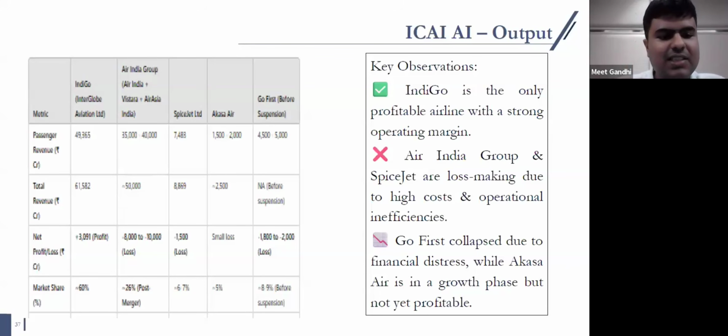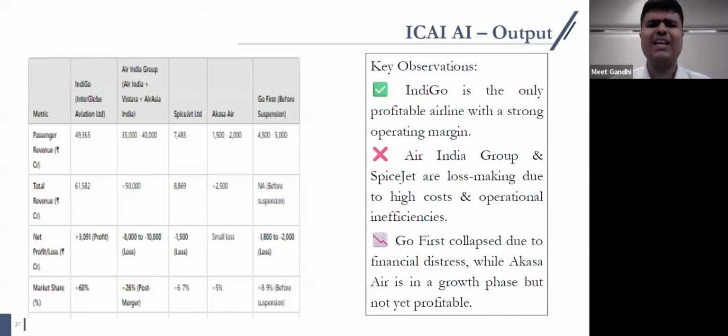So the passenger revenue of IndiGo is also great, and the total revenue is great. IndiGo, which was a loss-making airline till last year, has become a profitable airline from this last FY 23-24, and market share similarly is reflected as 60%. Whereas Go First collapsed due to financial distress, when it had high debts, like in previous slides we talked about financial distress and red flags such as high debt and lower revenue.